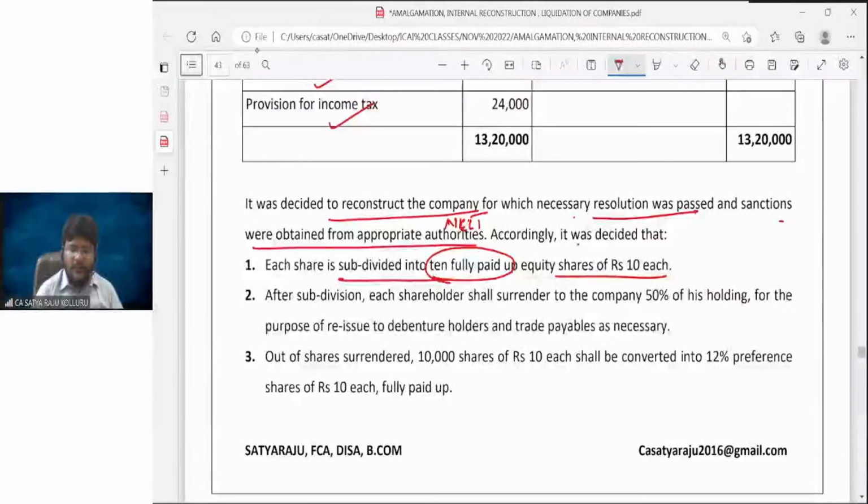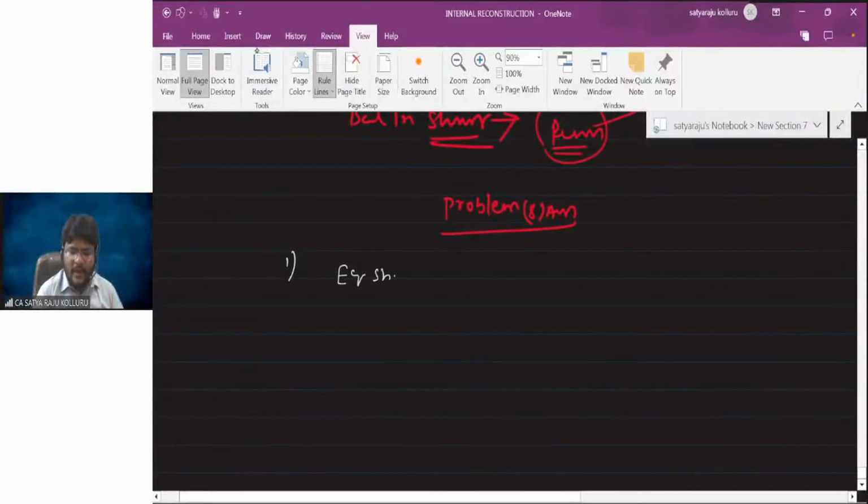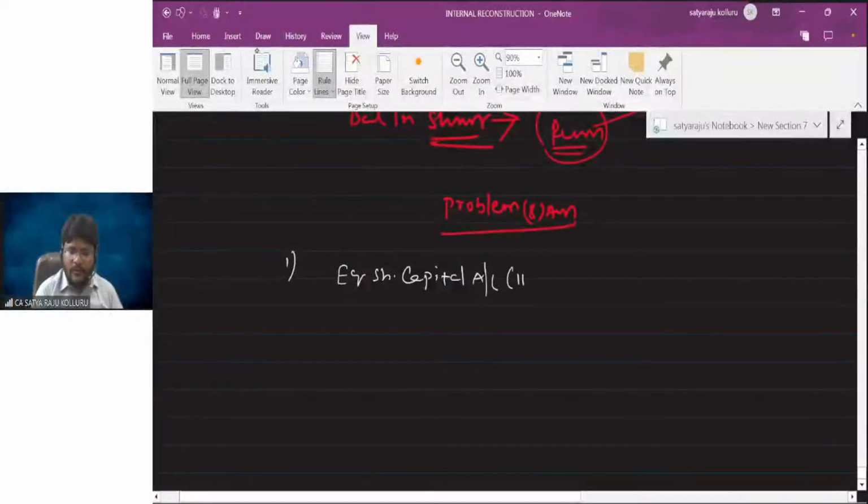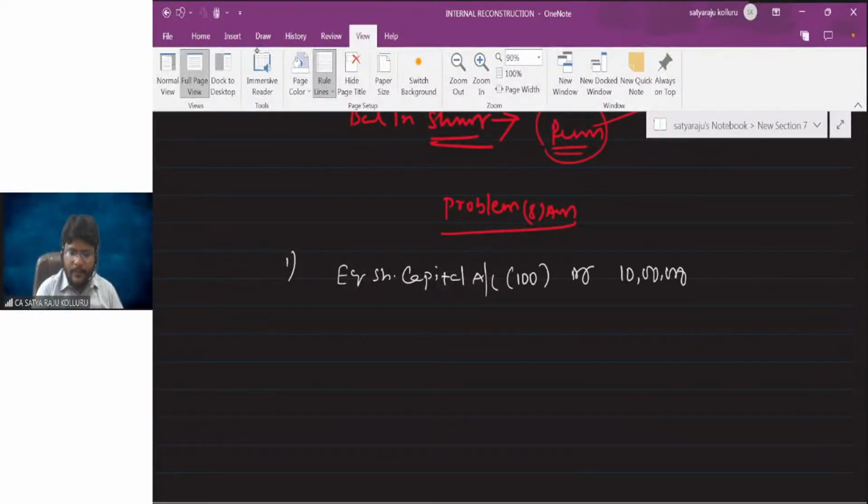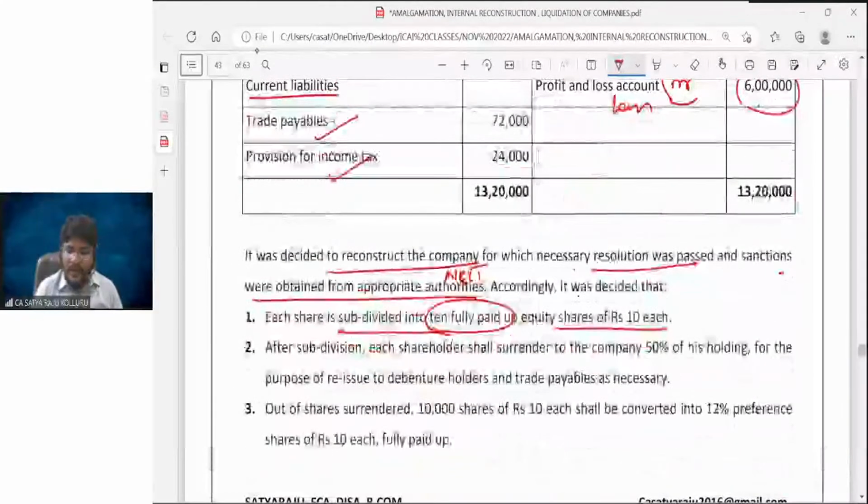So subdivision, first you need to cancel the existing equity share capital. Equity share capital account. Existing face value how much? 100 rupees. 10 lakh. To equity share capital, face value now 10 rupees. Being 10,000 equity shares are converted into 1 lakh equity shares. Right now you have with you 1 lakh equity shares. 1 lakh into 10, which is nothing but 10 lakh. Fine. After subdivision, what happens, sir?